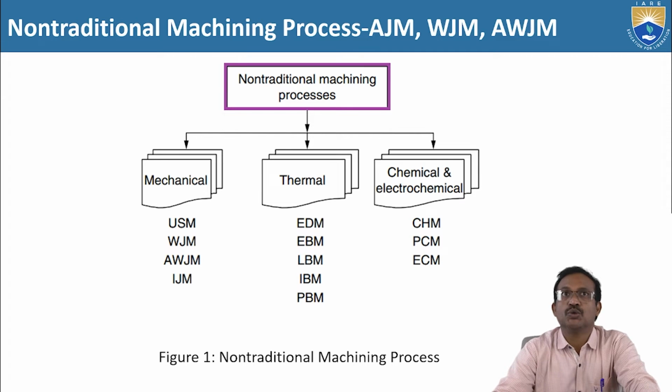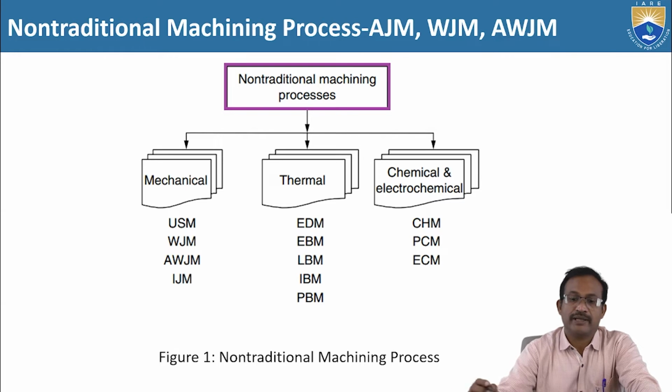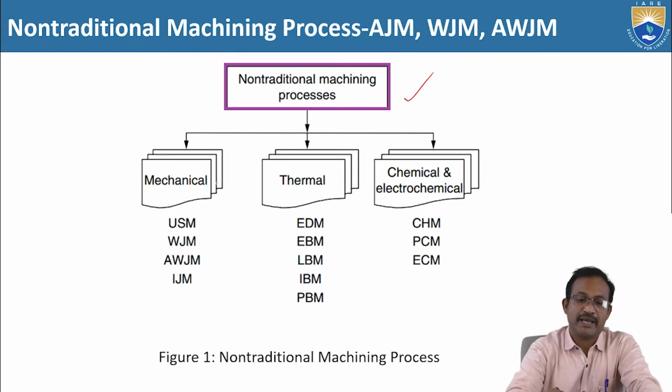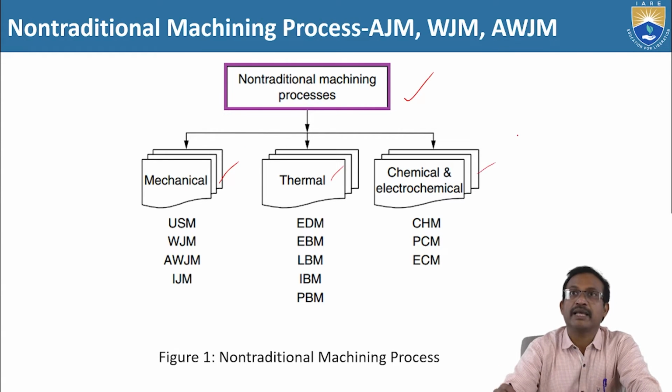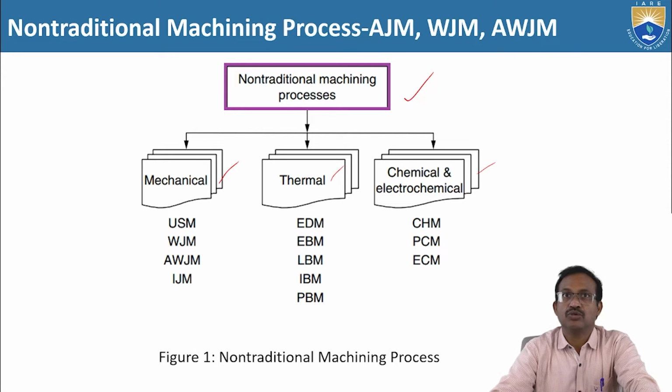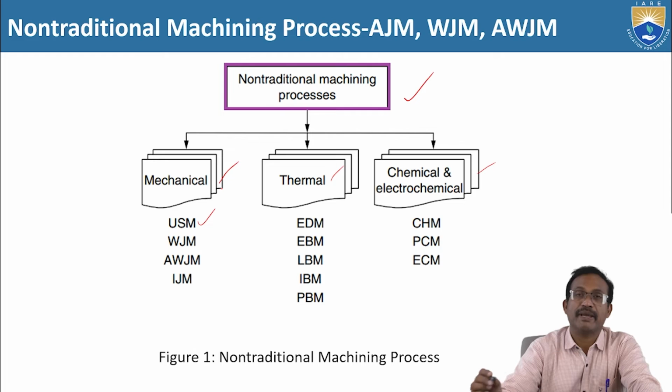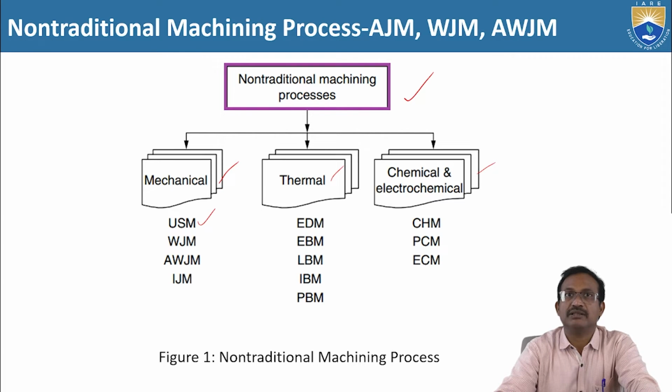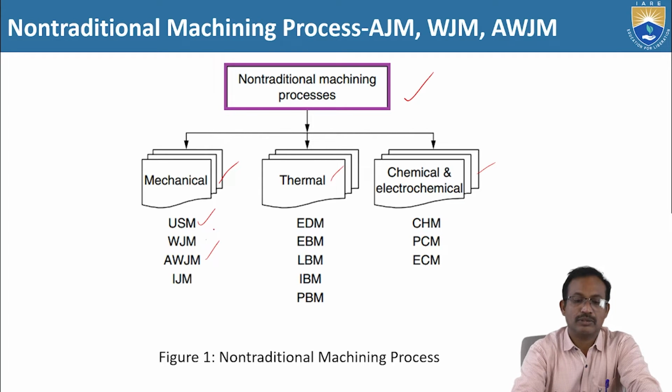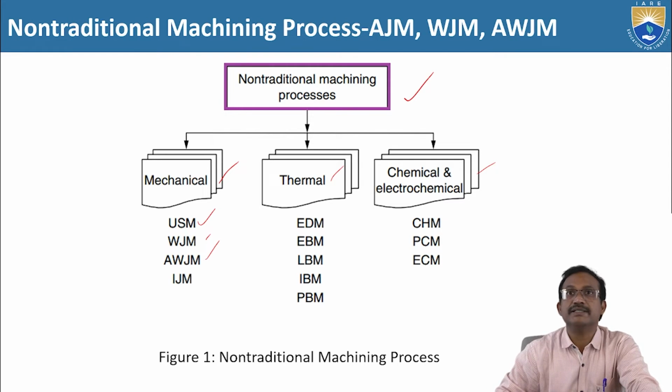However, let us go through the basic non-traditional machining process chart. Here we have broad categories like mechanical, thermal, chemical and electrochemical. So far, under mechanical, we have completed ultrasonic machining, and in the last video we discussed abrasive jet machining. Now we are going to cover water jet machining, abrasive water jet machining and their comparison.